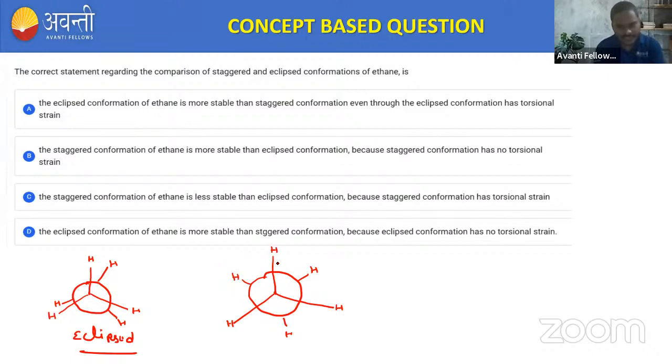So we can see that here the dihedral angle is more, right? So this is called the angle of rotation, or we say dihedral angle.